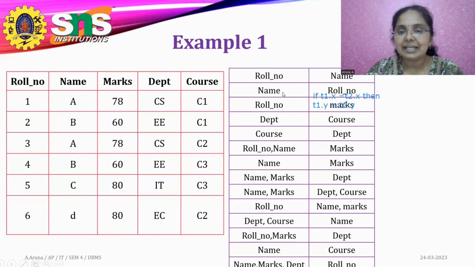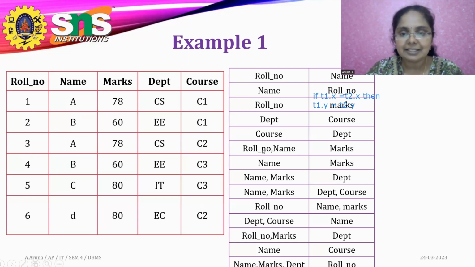Now we can take name and roll number. While considering name and roll number, name has two entries. Here the x value is equal. What about the y value? For the one A, it will be 1. For the other A, it will be 3. So this is not equal. According to our condition, not equal means this is not a valid functional dependency.